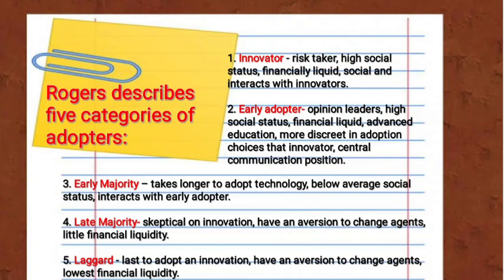So, the early majority, since they want to adopt what the early adopters adopt, they are, what we call this, they imitate the early adopters. So, these are the people we call the early majority.